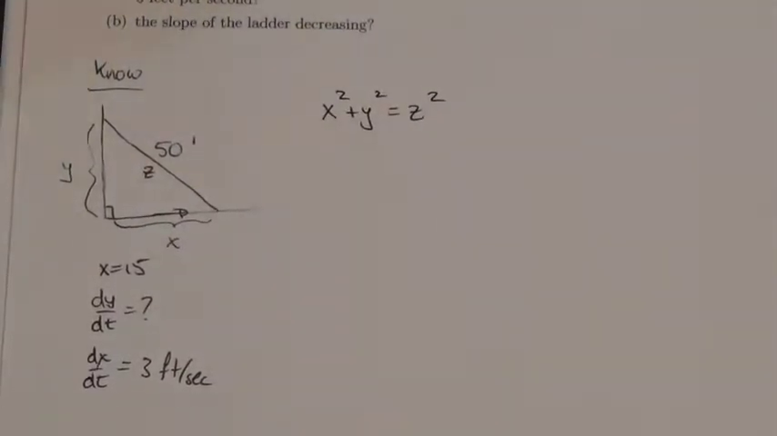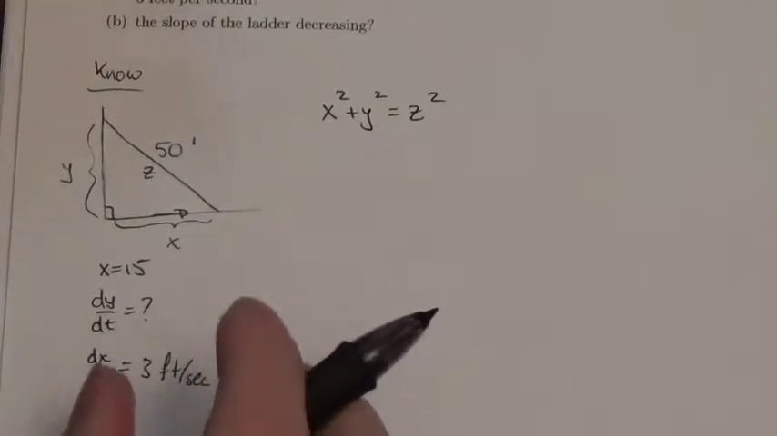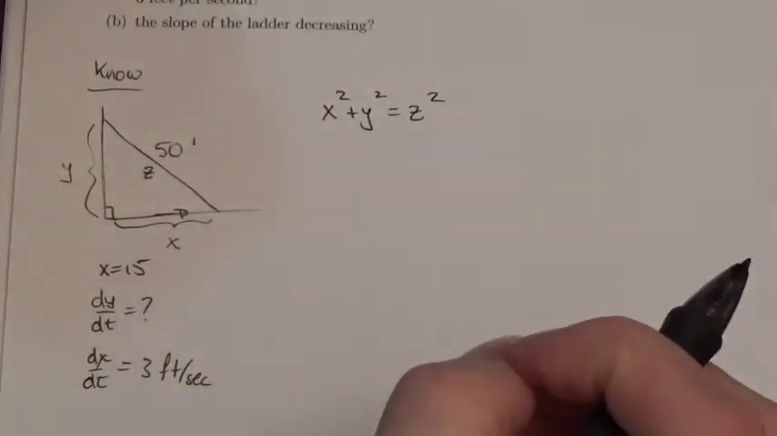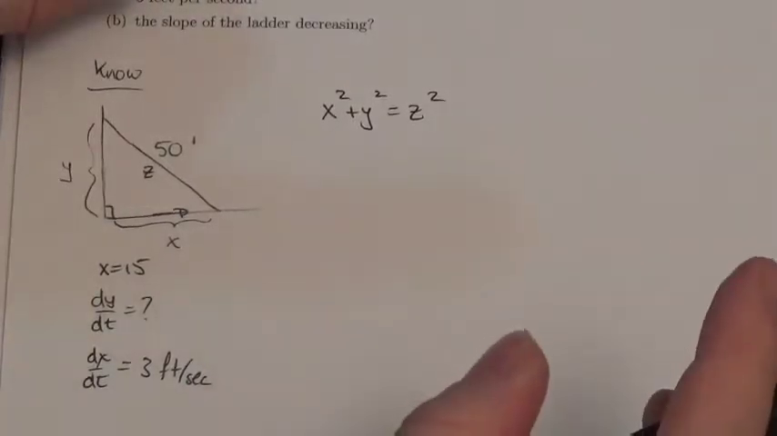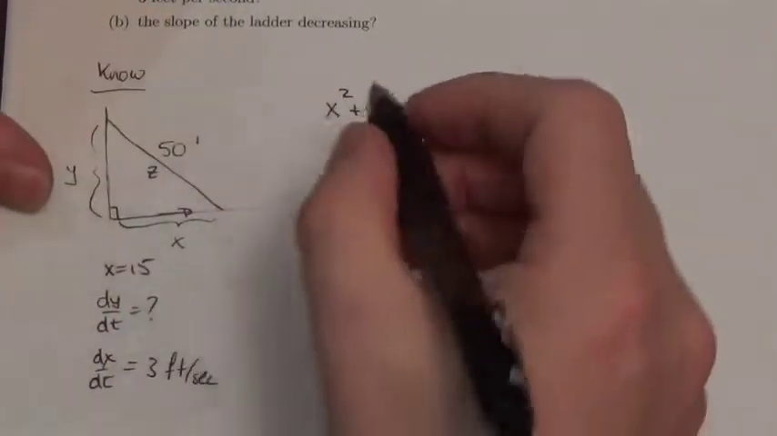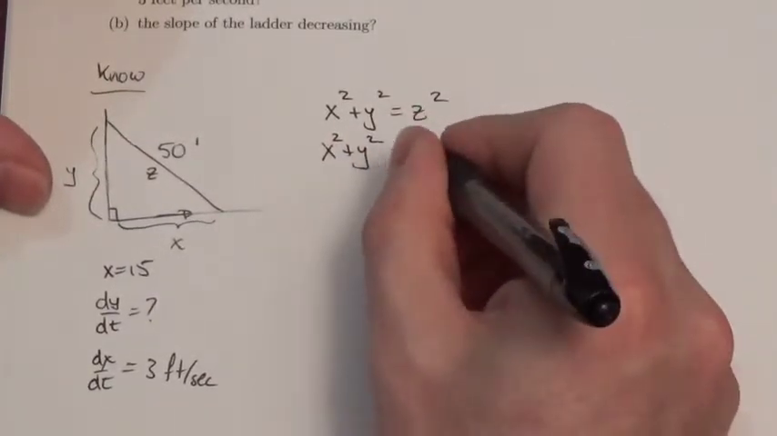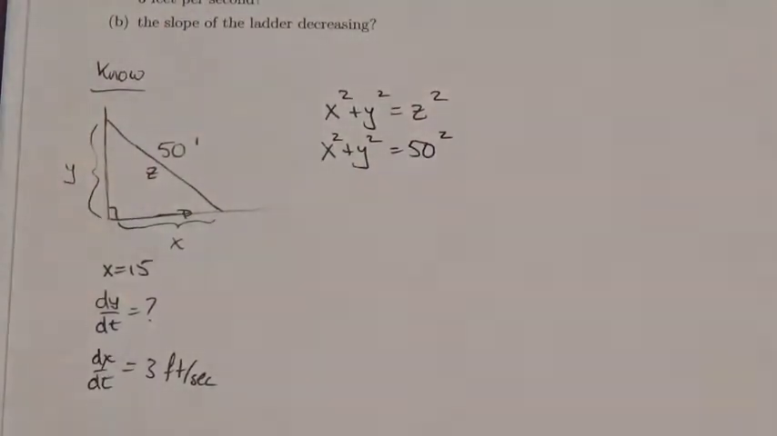Now I've warned people about this before. Please don't plug in values of the variable until after you take the derivative. And that is true, except in this case, z is not a variable. It turns out z is a constant. So I can plug that in right away. In fact, I want to. It makes the math a little bit easier.